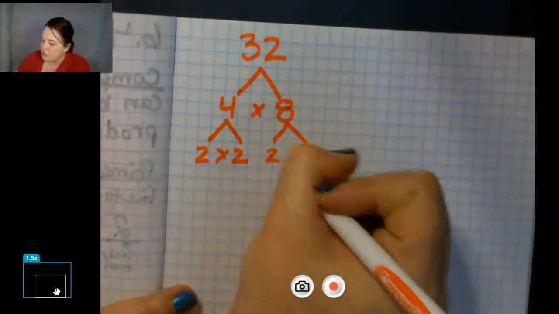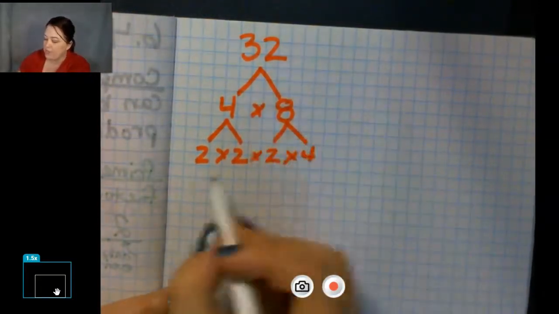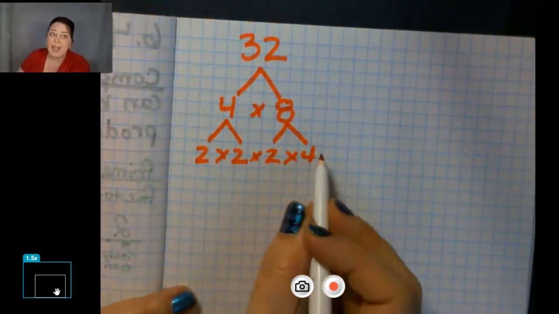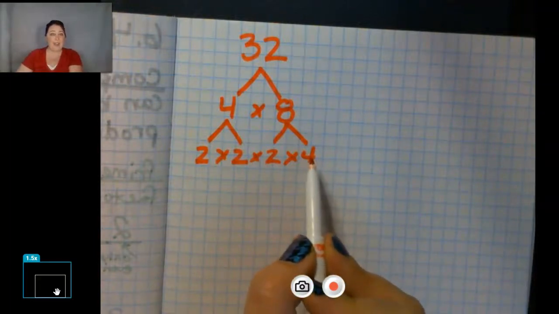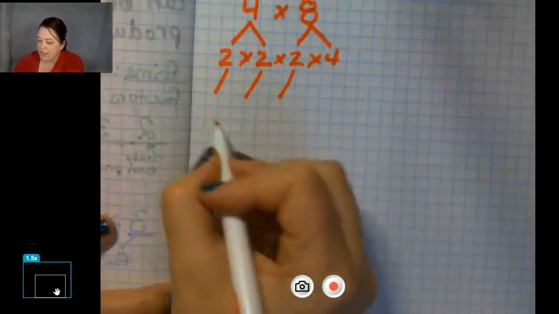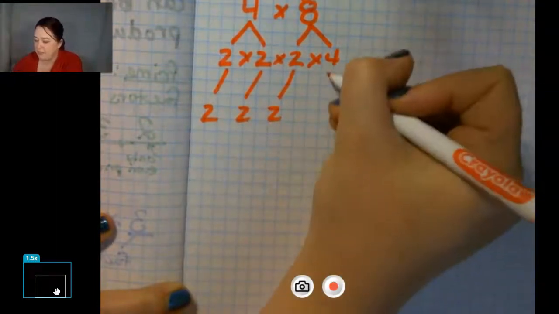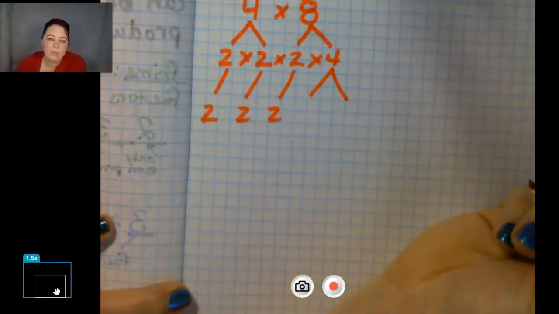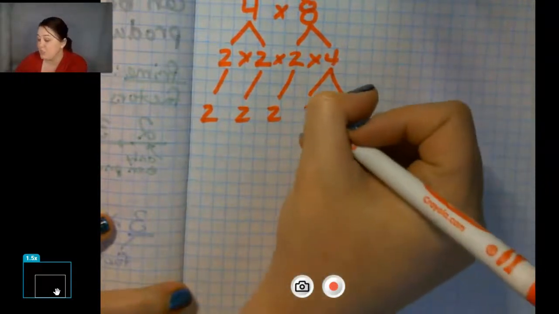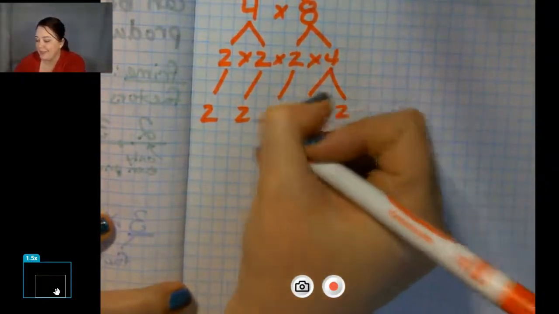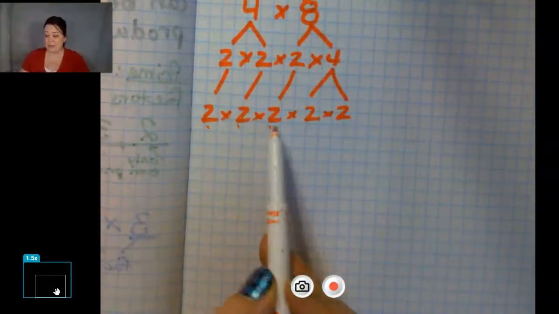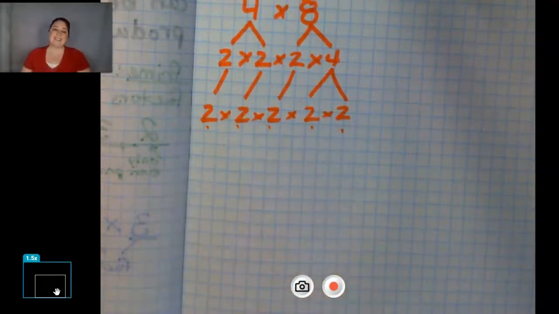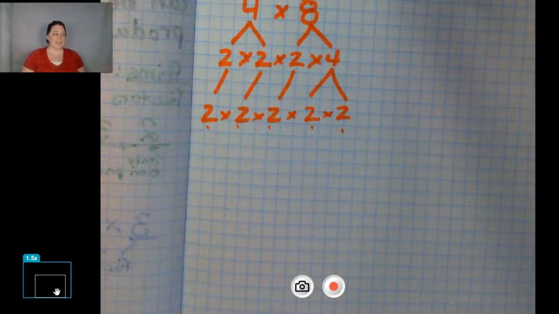So 8 is 2 times 4. So 2 times 2 times 2 times 4. This is not prime factorization because I still have a 4, and 4 is not prime. So in our book, they actually drag each of the numbers back down, and then I split apart the 4. What times what is 4, which is 2? I know, 32 is a pretty long one. The prime factorization of 32 is 2 times 2 times 2 times 2 times 2. That's the prime factorization of 32.